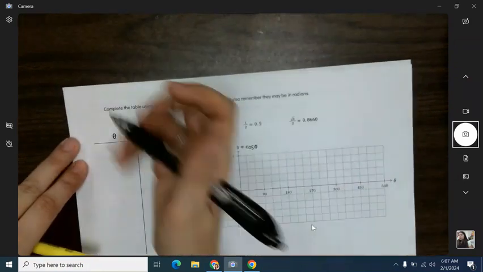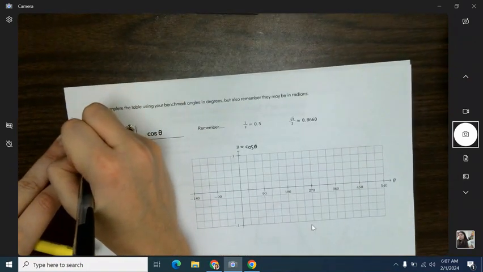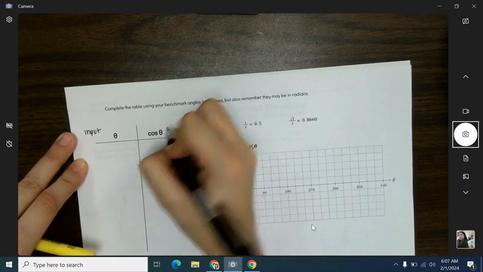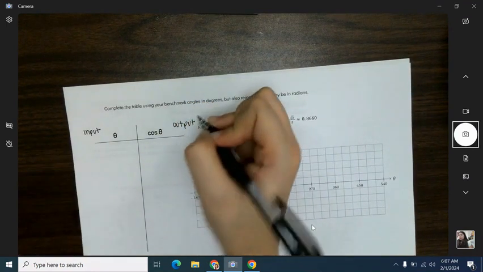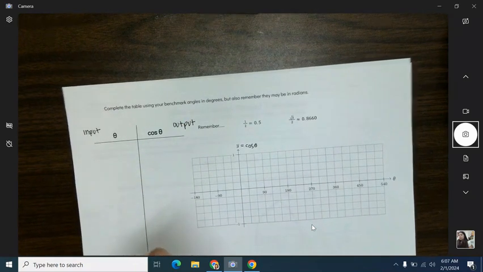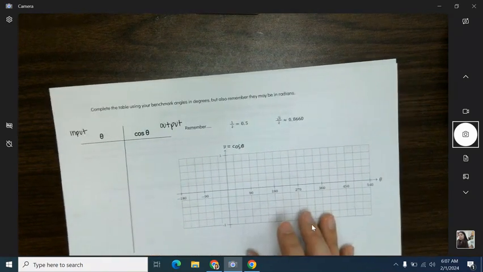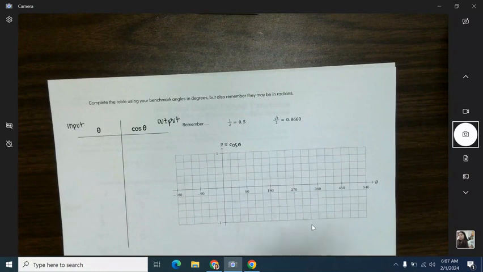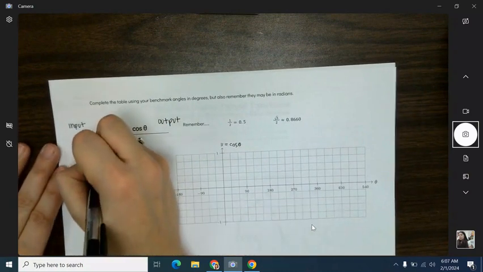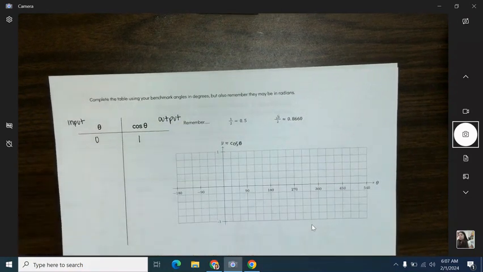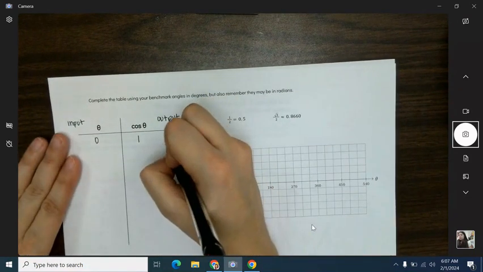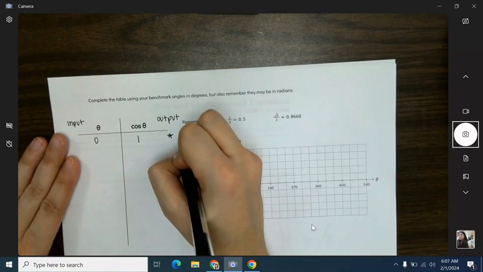Okay, so remember theta is always going to be our input. Okay, cosine of theta is always going to be our output, what we formerly knew as x and y values. Okay, so when we think about moving around the circle, when we are at 0, the x value at 0 is 1. So notice we're starting in a different spot than sine.